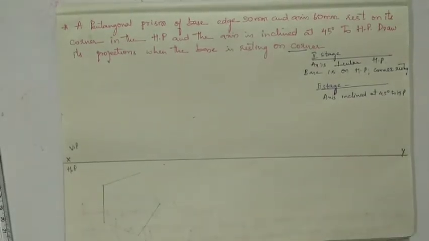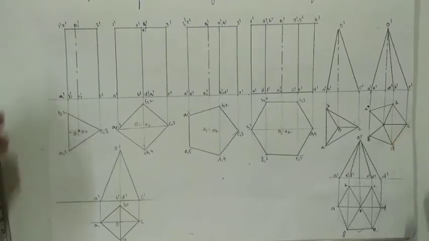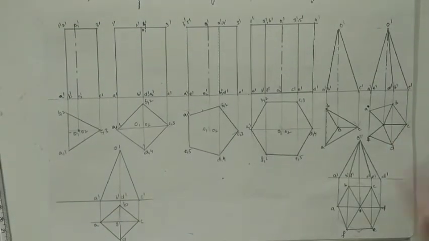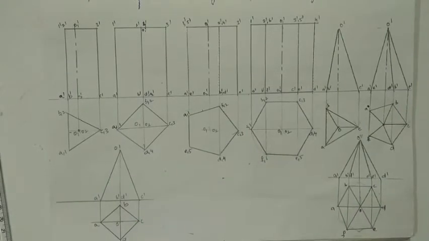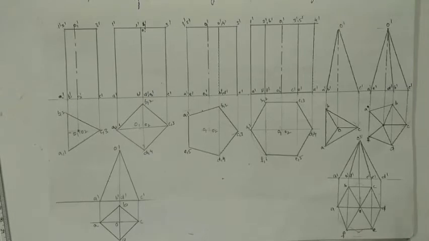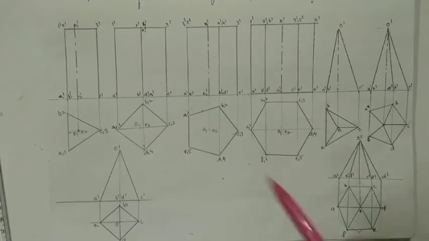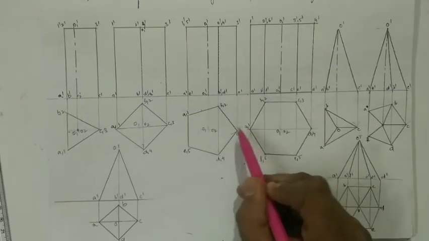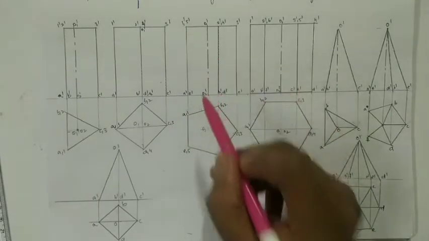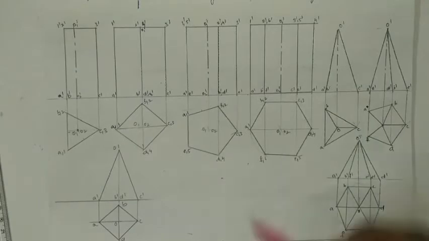Once again, I'm just showing you the pictures with the base on HP. The base is on HP with corner resting. Here we are seeing prisms and pyramids with corner resting only. So he said for us, pentagonal prism. Here, which is supposed to be resting on the corner, we need to draw this basic shape in the first stage with whatever axis height is mentioned for us.